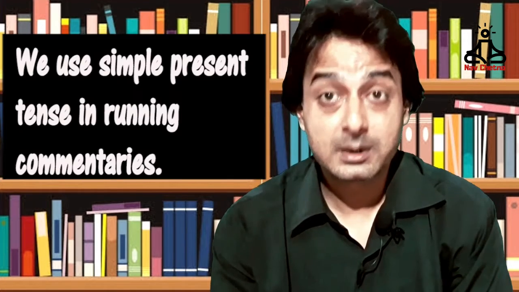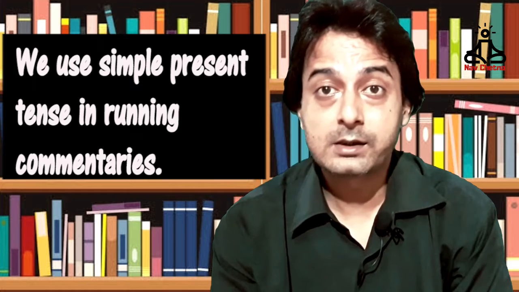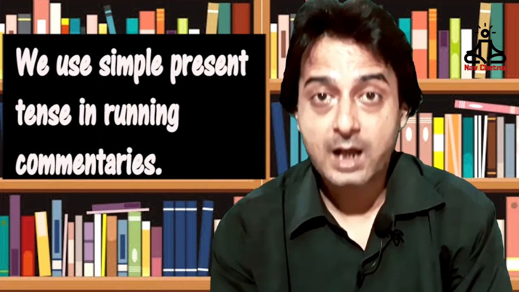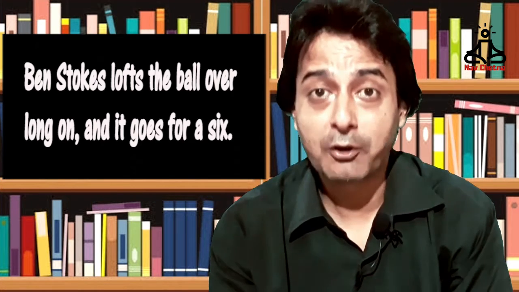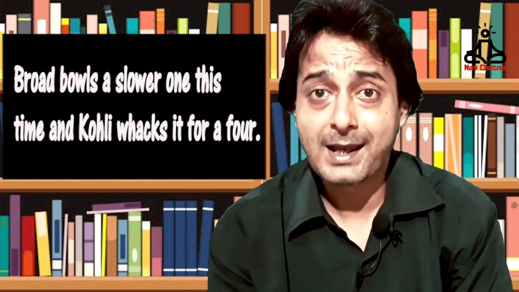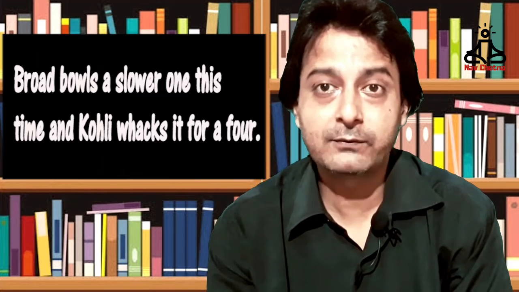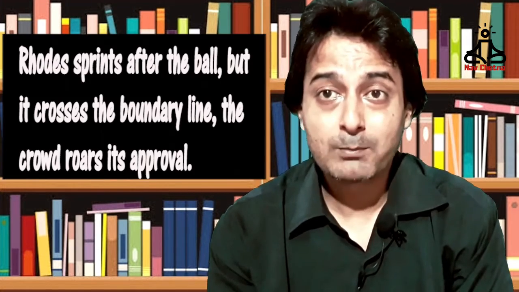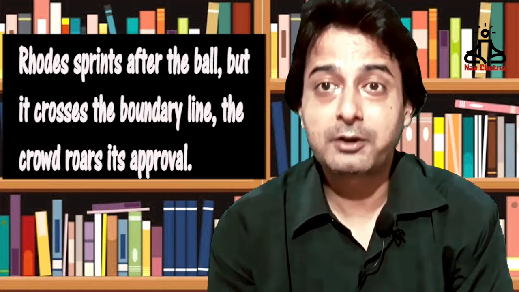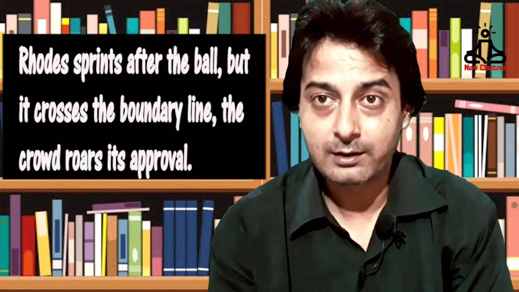We use simple present tense in running commentaries. For examples, Ben Stokes lofts the ball over long on and it goes for a 6. Broad bowls a slower one this time and Kohli whacks it for a 4. Rhodes sprints after the ball but it crosses the boundary line. The crowd roars its approval.